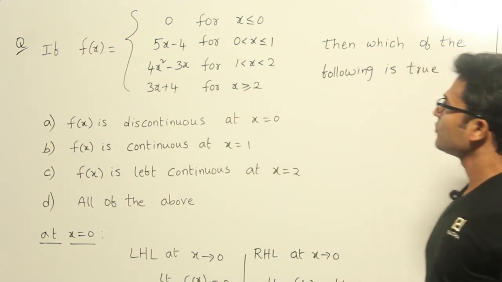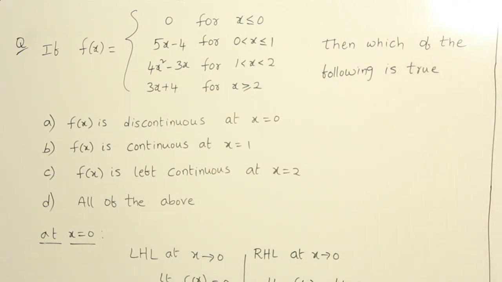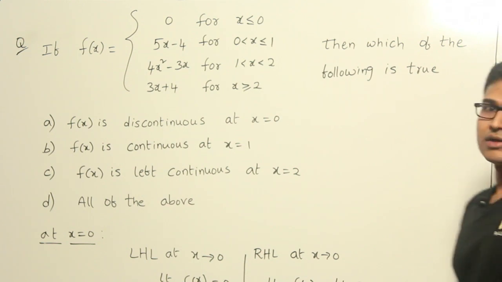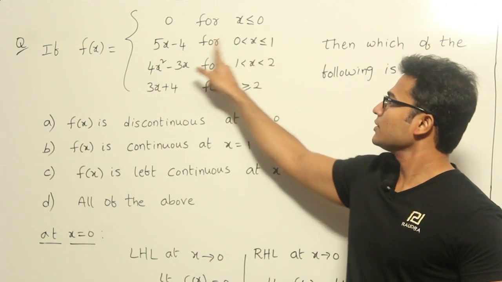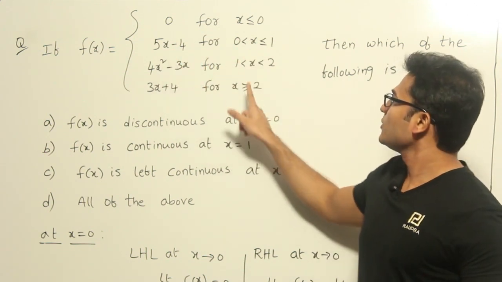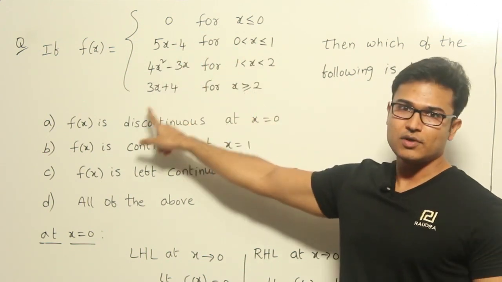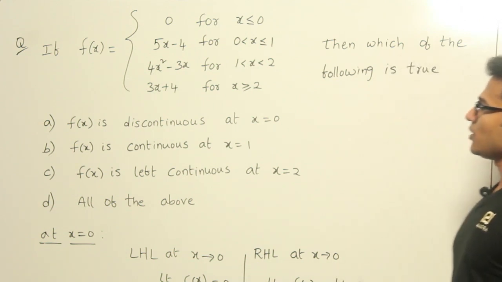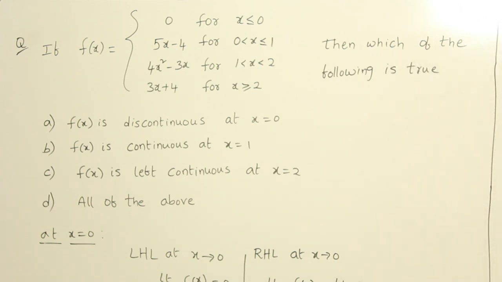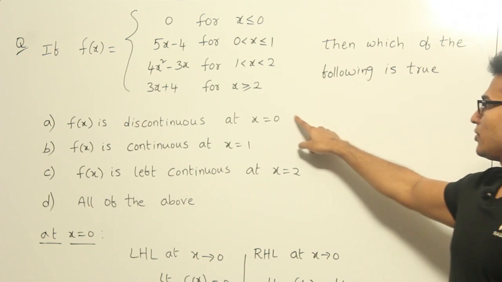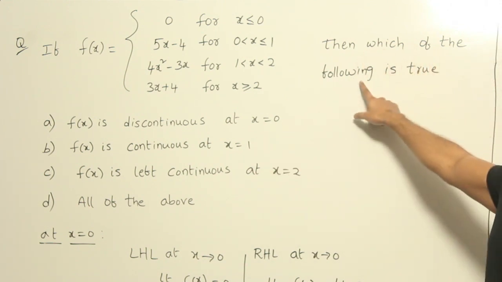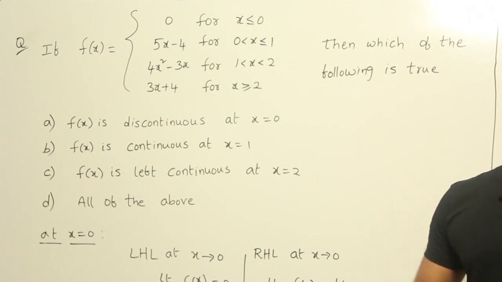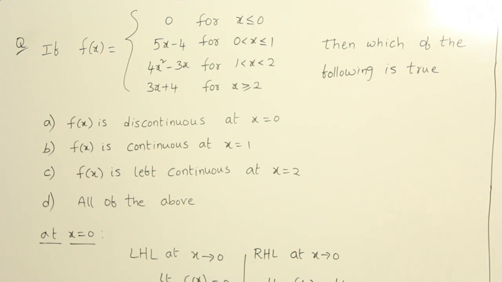So the only thing you should be careful about here is what happens to the function at a given point. Now when the point is 0, it is 0. When the point is 1, it is this one, right? And when the point is 2, it is this one. Got it? Okay. Now they are talking about what happens to the function when x equal to 0, when x equal to 1, and when x equal to 2. Which of the following statements is true? They are given 4 statements and they are asking us which of the following is true.